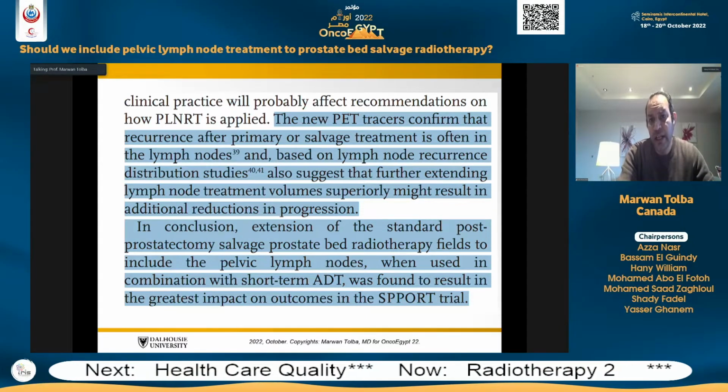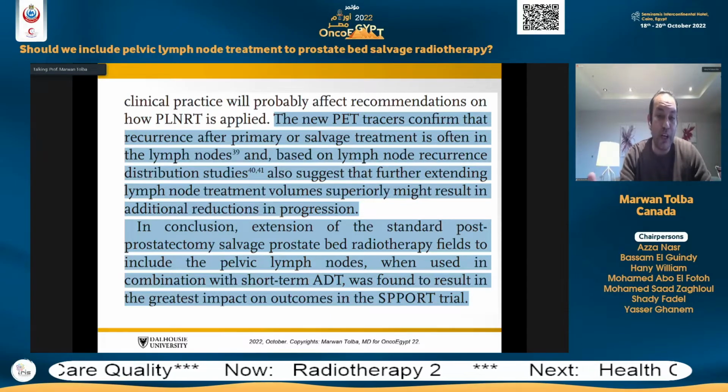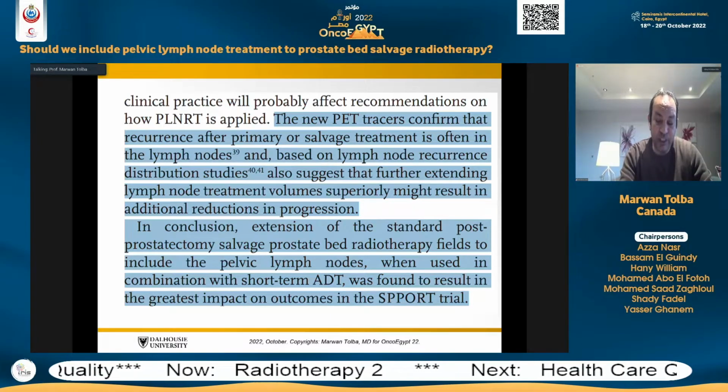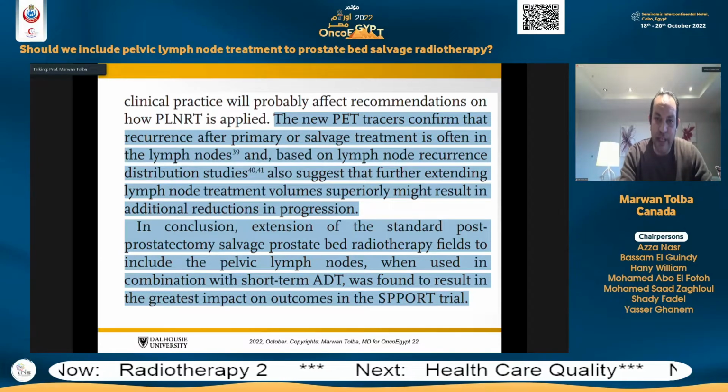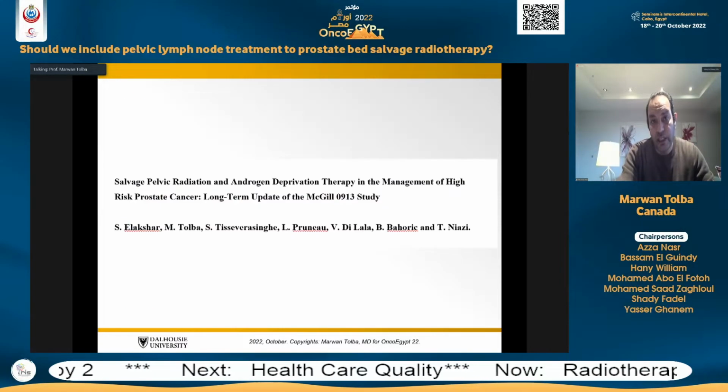In conclusion, extension of the standard post-prostatectomy salvage prostate bed radiotherapy fields to include the whole pelvis, to treat the lymph nodes, especially when used with short-term ADT, was found to result in the greatest impact on outcomes in the SUPPORT trial.